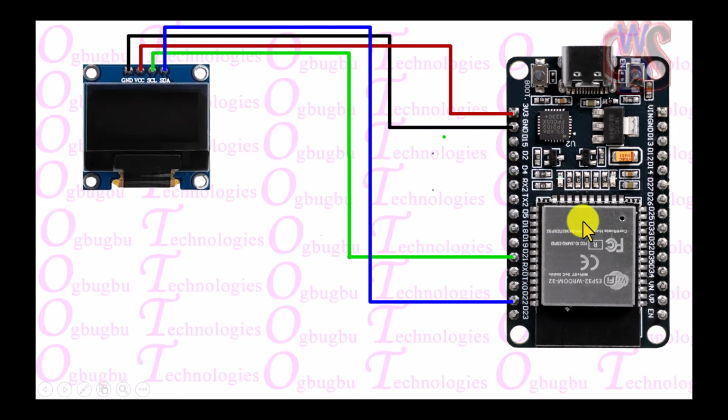Now this module we have here has the ability to communicate wirelessly. There's a wireless connection attached to it. There's the Bluetooth as well, but that will be in a later video. What we're just trying to do here is get the ESP to send information to the OLED display, for us to have a visual representation of what we are trying to do here.